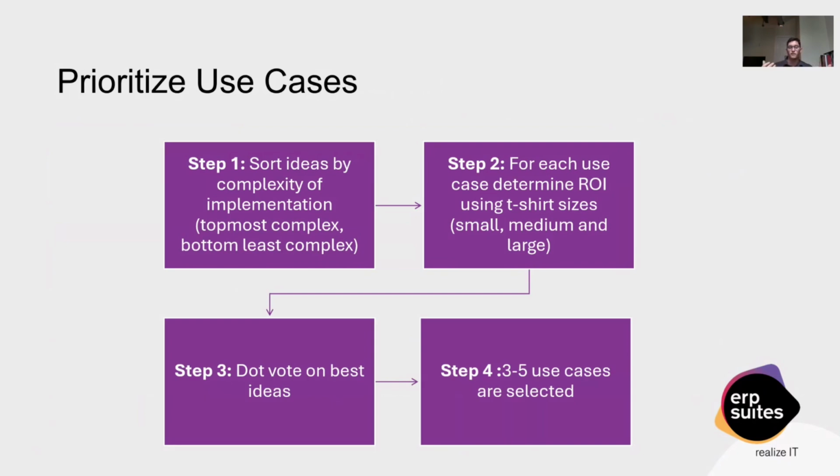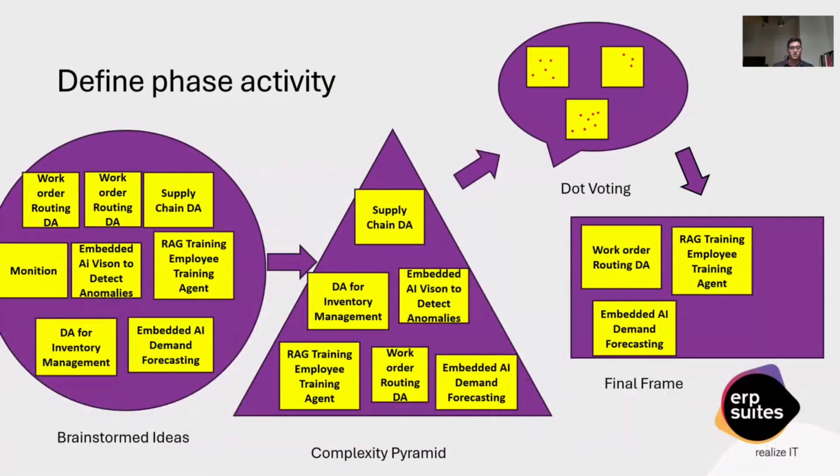So I'm going to go forward to this next one. This is really the prioritizing phase, right? So we look at the brainstorm ideas here. As I showed before, we'll start with those top left, the work order routing DA is one thing we looked at there. Supply chain management is another one. So you saw those all from the previous step. What you're going to see is those brainstorm ideas listed on the left, and then you have the complexity pyramid in the middle.